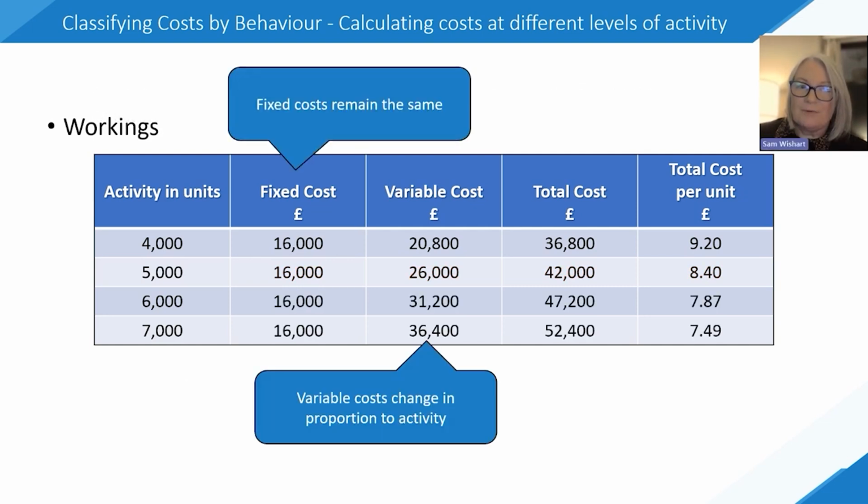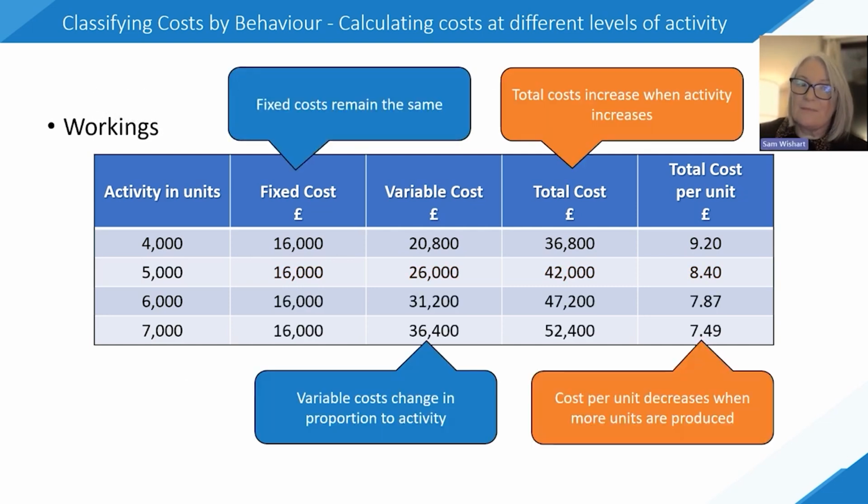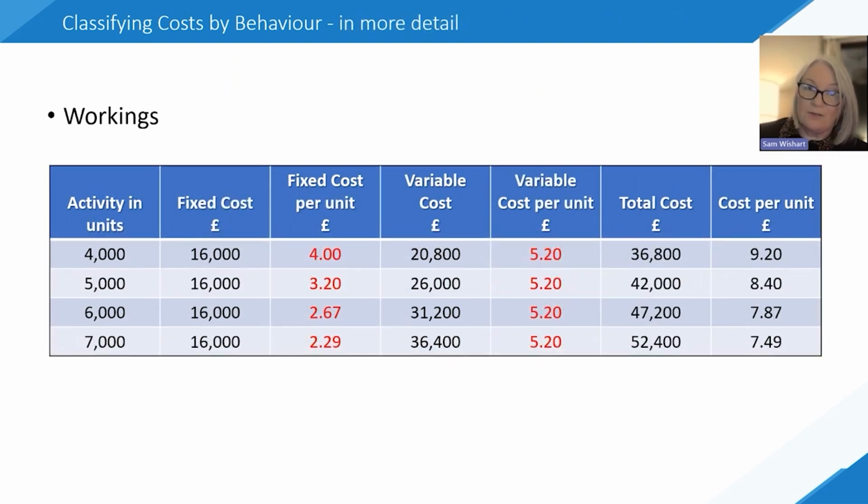So there's the completed example. As we can see, fixed costs remain the same. Variable costs are increasing in direct proportion to activity. And then the total cost can be divided by the number of units to establish the total cost per unit. You'll notice that our total costs are also increasing as activity increases. The cost per unit is going down as the fixed element of that cost is shared out amongst more units.